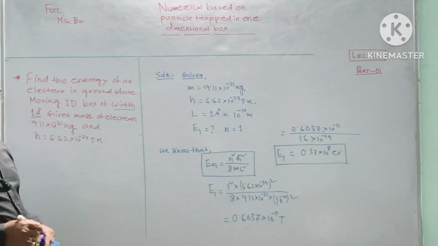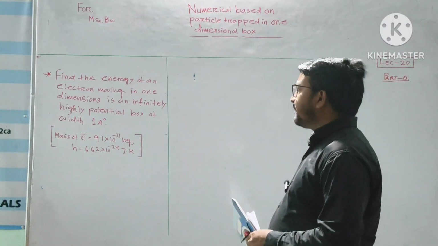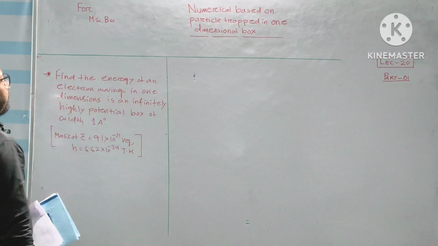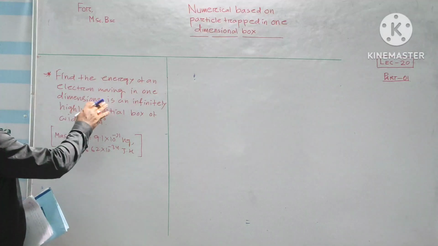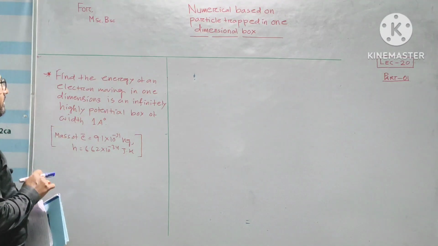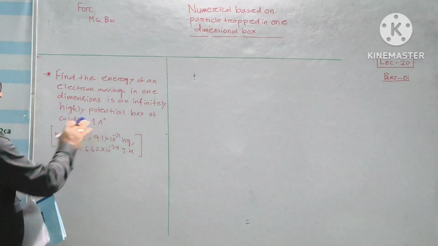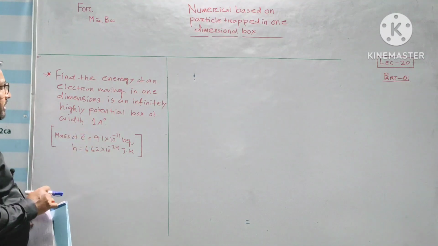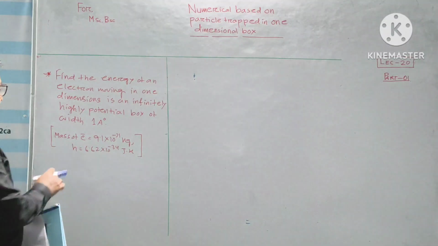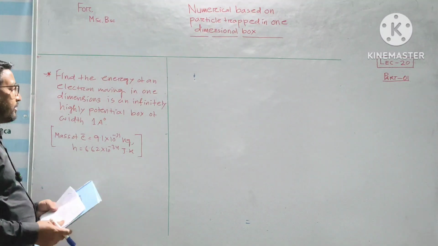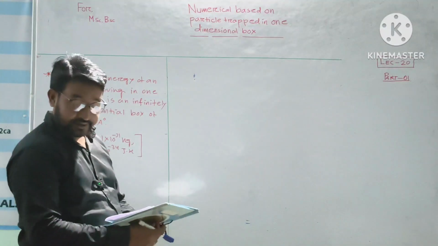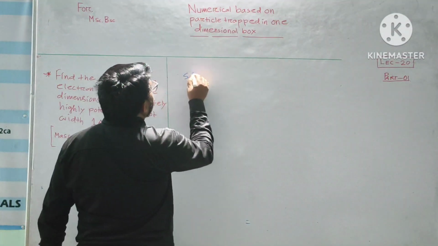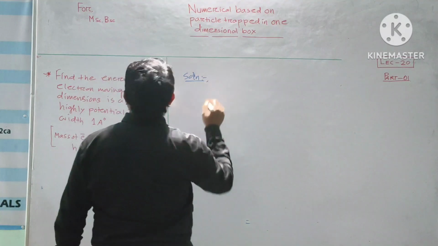Okay, the next problem. The statement of this problem: find the energy of an electron moving in one dimension in an infinitely high potential box of width 1 angstrom. Given mass of electron 9.1 into 10 to the minus 31 kg and Planck constant h equals 6.62 into 10 to the minus 34 joule second. So from the given information of this question, we write the solution. This is our last numerical problem.